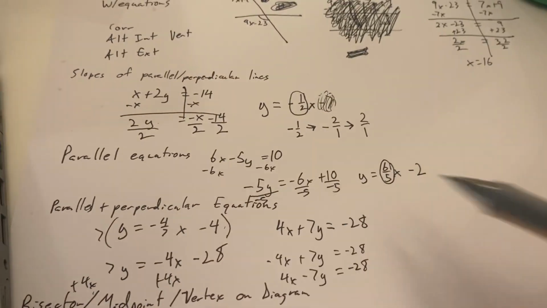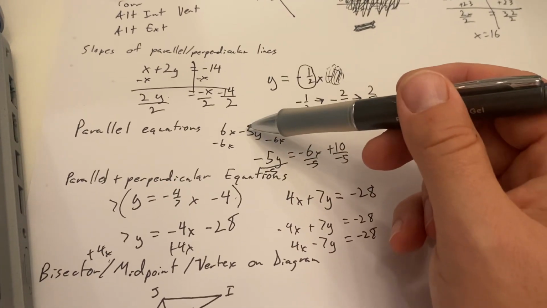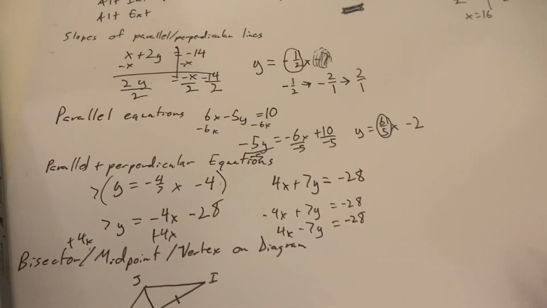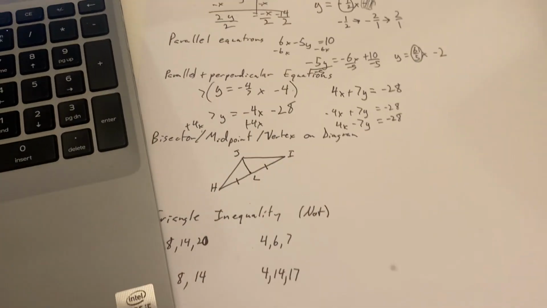You could probably find a pretty quick shortcut for just getting the slope over there. Subtract that 6, divide by the negative 5. That would be your slope if you needed a quicker way to find a parallel. Okay, we'll take a look at the next one.